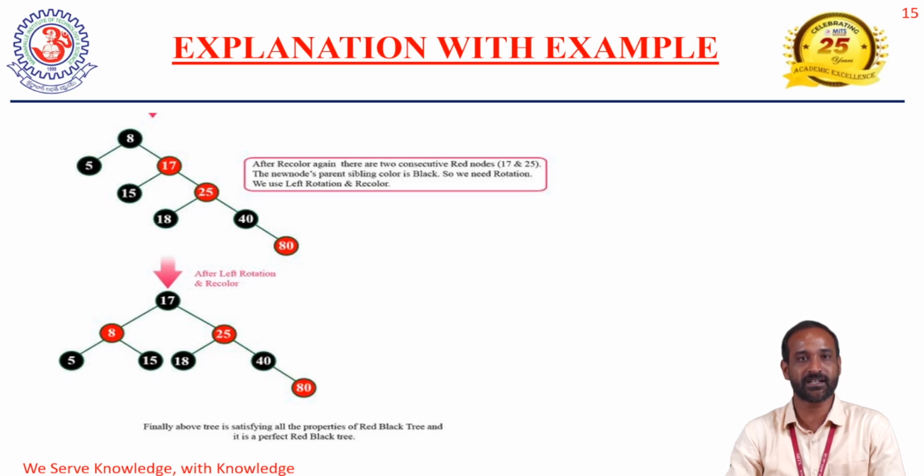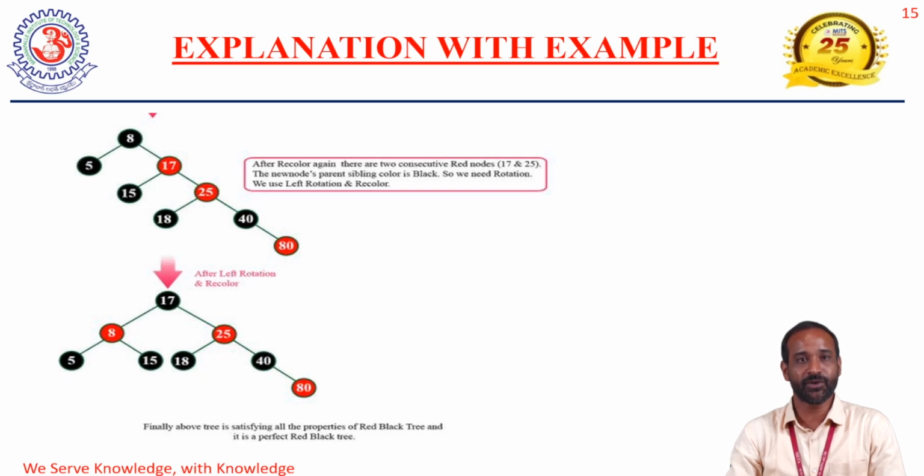It satisfies the first condition. For the second condition, there are no consecutive red nodes in the tree, so the second condition also is satisfied. For the third condition, every new node is red: 80 is the last inserted node and it is red, so that is also satisfied. And one more point: after all insertions we have to check that every path consists of an equal number of black nodes, whether you check the left path or the right path.